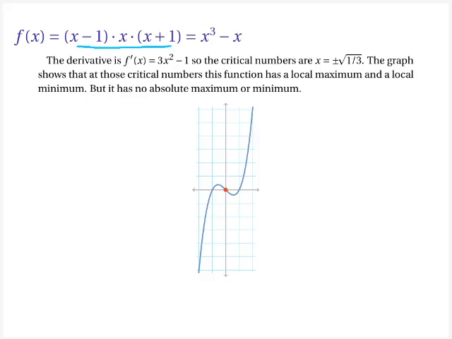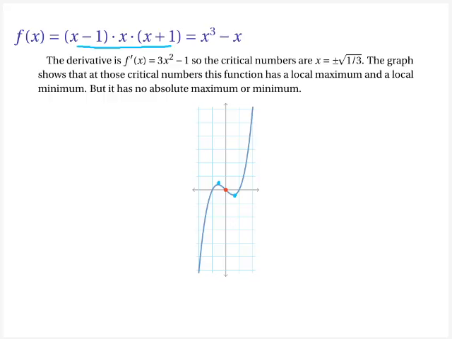The derivative is 3x squared minus 1, so the critical numbers are at x equals plus and minus square root of a third. Oops, made a mark. Plus and minus square root of a third. There's one of them right there, and there's the other one right there.